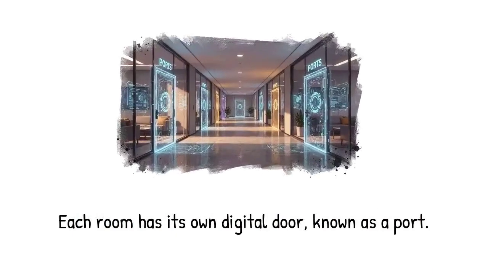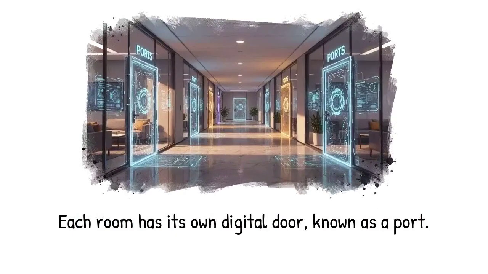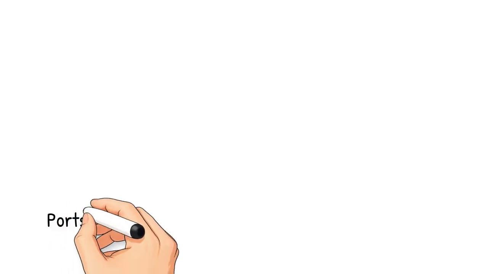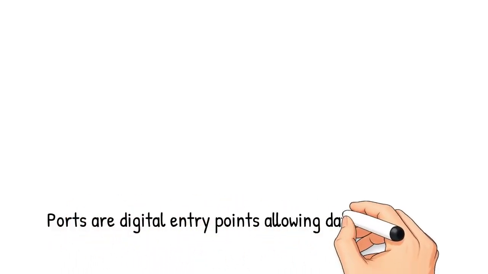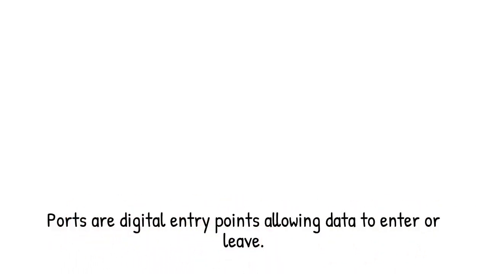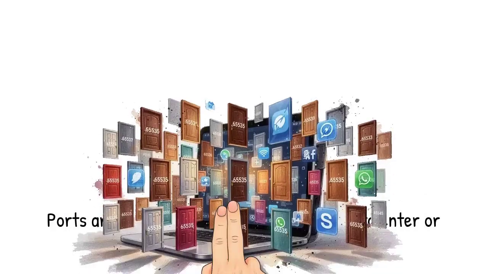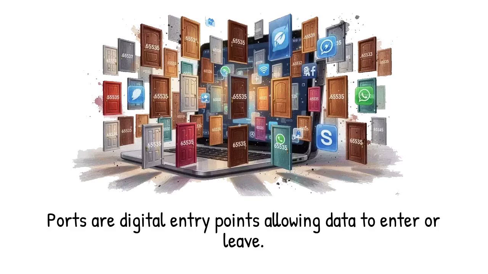But here's the important part. Each room also has a door, and these doors are called ports. A port is not a physical object. You can't touch it or see it. But it is a digital entry point that allows data to enter or leave your device. Think of it as a numbered doorway. There are 65,535 possible ports, each with a number, each with a purpose.